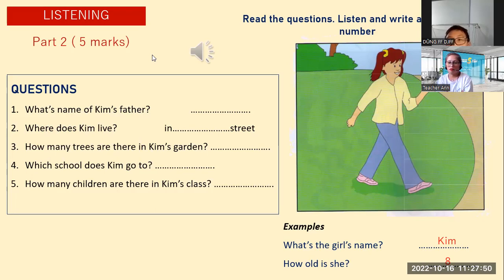Now listen to part two again. 1. Who do you live with, Kim? I live with my mum and my dad. And what's your dad's name? His name's Tony. Is that T-O-N-Y? Yes, that's right. Two. Where do you and your family live? We live in a house in Bath Street. I don't know that street. How do you spell it? B-A-T-H. Oh, thank you.